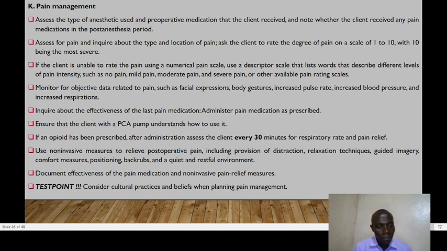Use non-invasive measures to relieve postoperative pain, and these measures could include the provision of distraction, relaxation techniques, guided imagery, comfort measures, positioning, back rubs, and a quiet and restful environment. Make sure you document the effectiveness of the pain medication and the non-invasive procedure. Test point, you need to consider the cultural practices and beliefs when planning pain medication. Culture really influences how people respond to and perceive pain. Okay?